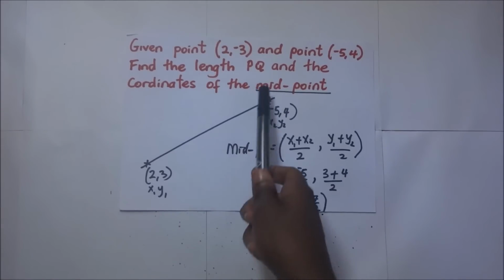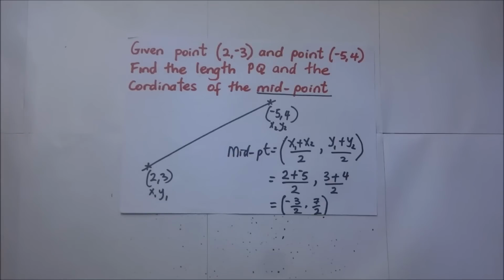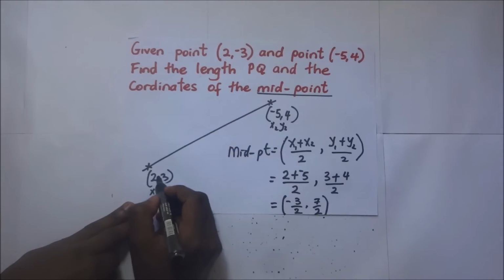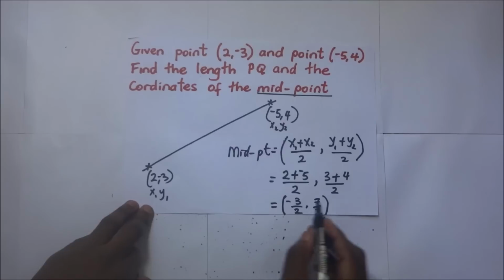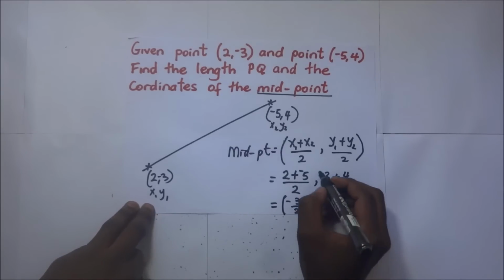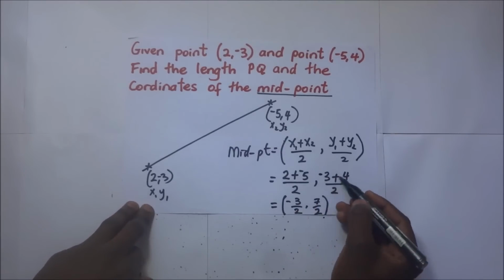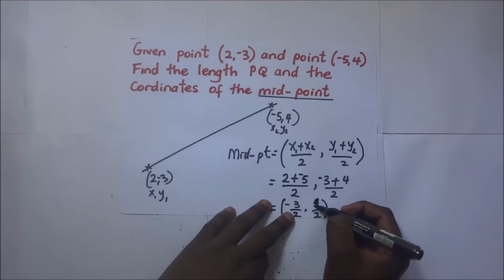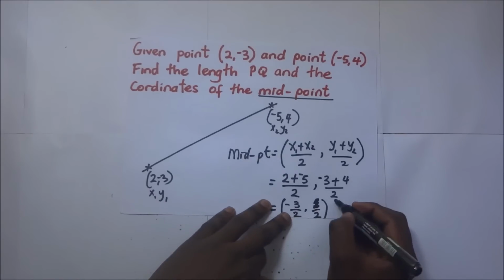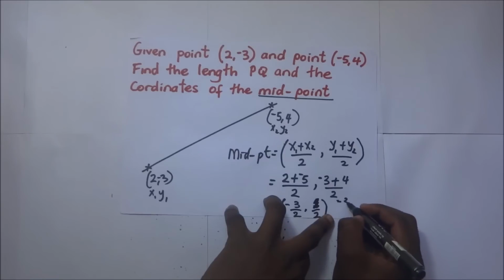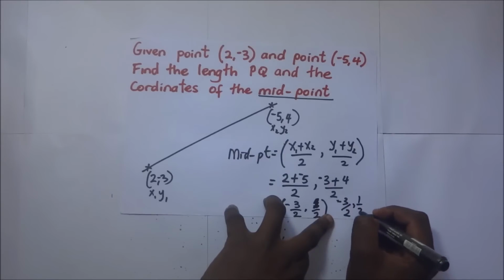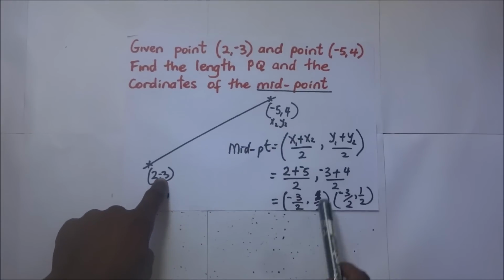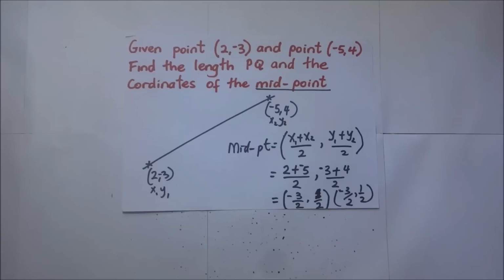Now to go on and find the length PQ of the coordinates. This was -3, this is 2, -3, so there's a -3 there. This 3 right here is supposed to be -3. So -3 plus 4 makes this a half. So the coordinates are -3/2, a half. That was a small error there. This is a -3, not +3 like we had earlier put.